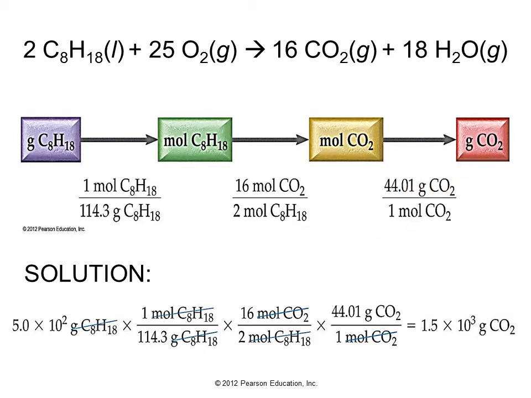Here's the actual conversion done. Given the 500 grams of octane, arranging the conversion factors, in the first step, divide by the molar mass and multiply by 16, divide by 2, and then multiply by 44. And you end up with 1.4 times 10 to the 3 grams of carbon dioxide produced.